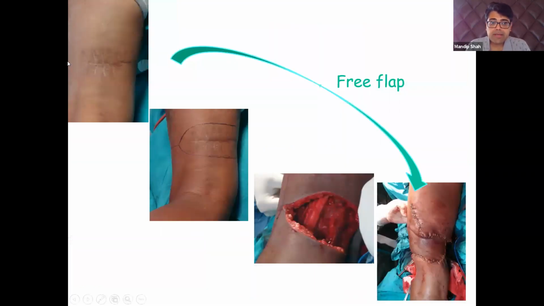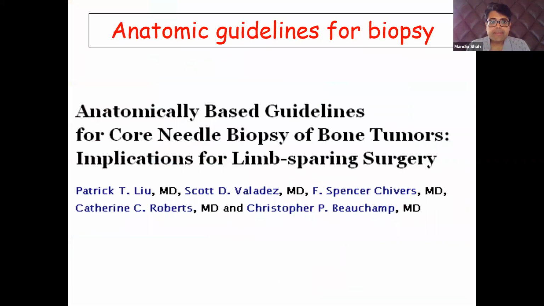Sometimes just to take out the biopsy tract, we've had to do free flaps. Now how can you justify subjecting the patient to such a major surgery just because of an error in a diagnostic procedure? So anybody who wants to do a biopsy, it is imperative for them to go through this paper, which is freely available on the internet, which talks about the areas from where you should take a biopsy in a way that it will not complicate or jeopardize the limb preservation surgery.